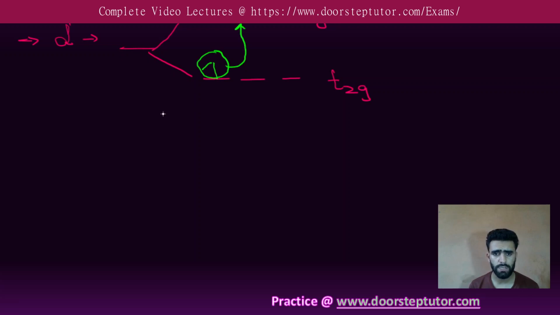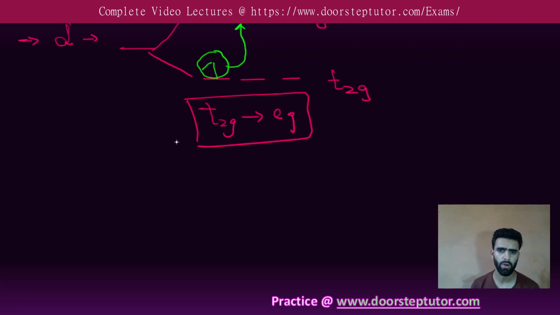So a transition from t2g to the eg set gives rise to the color of the coordination complexes. Because of the transition from the t2g set to the eg set, the color of the complexes arises.